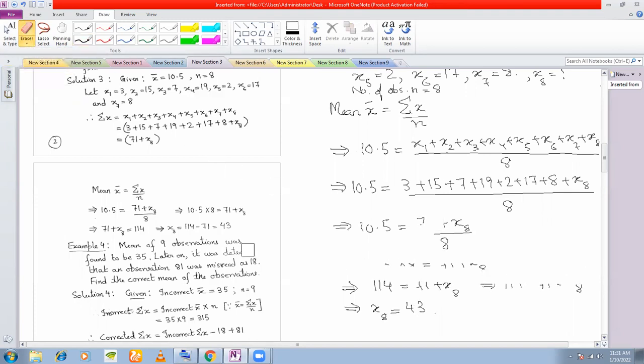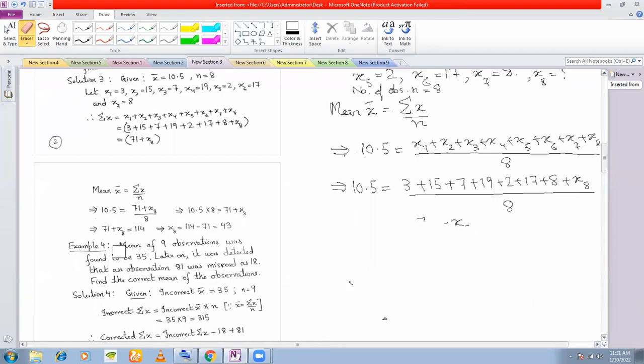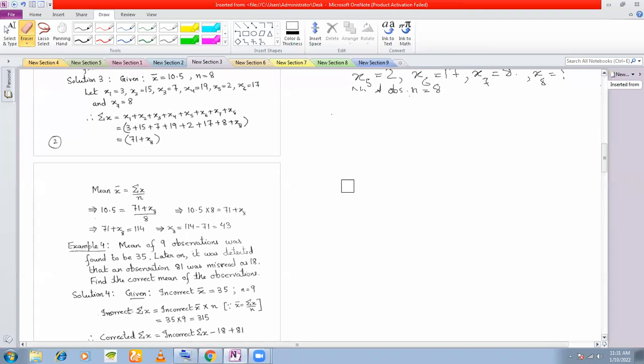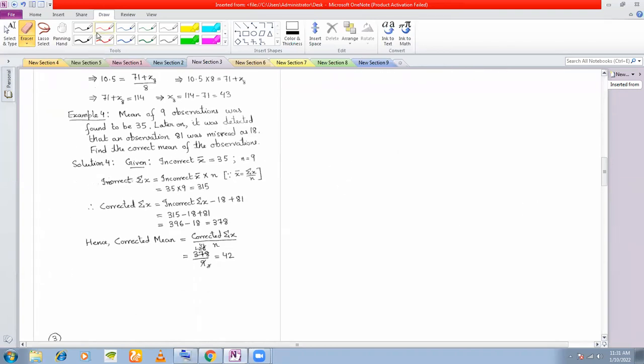Next, last sum for today. Look at this. The question is mean of 9 observations. So a number of observations is given to you. So let's note it down. Number of observations, N is equal to 9. Mean of 9 observations was found to be 35. Okay. So mean is given to you. X bar is equal to 35.